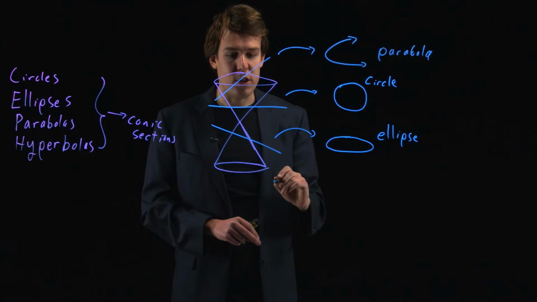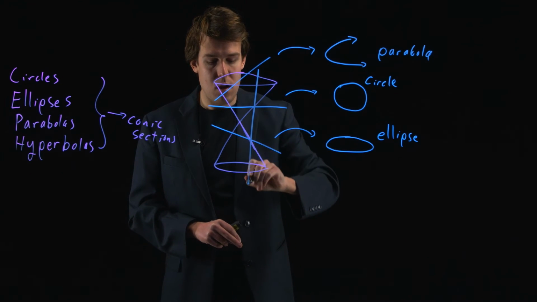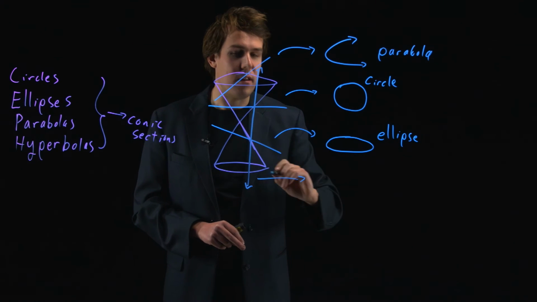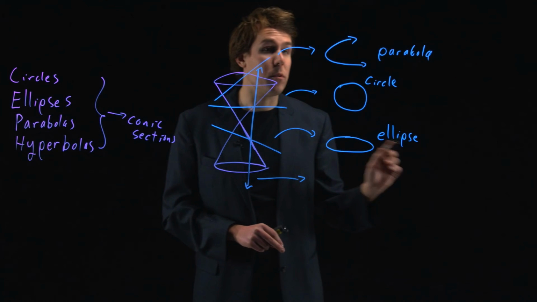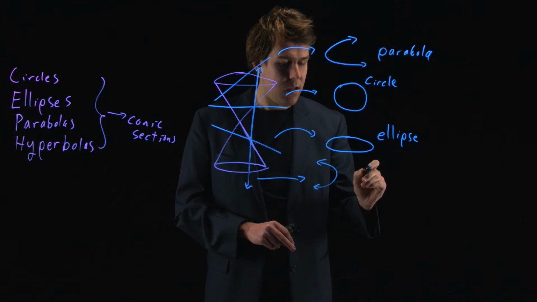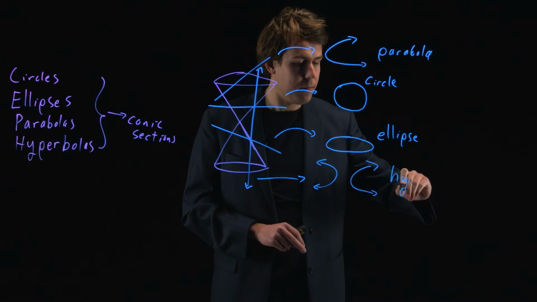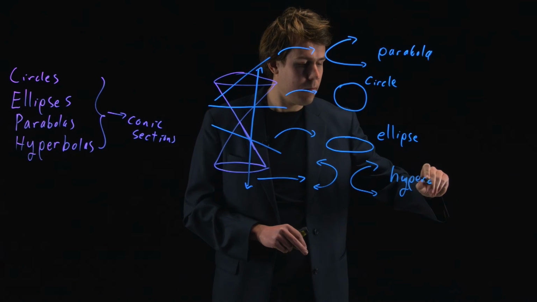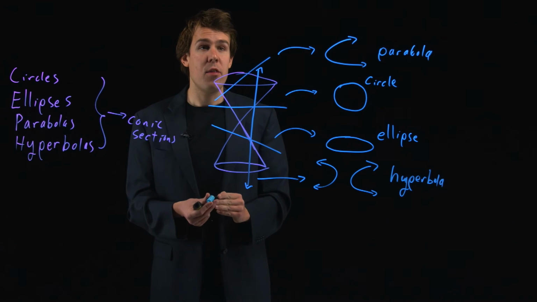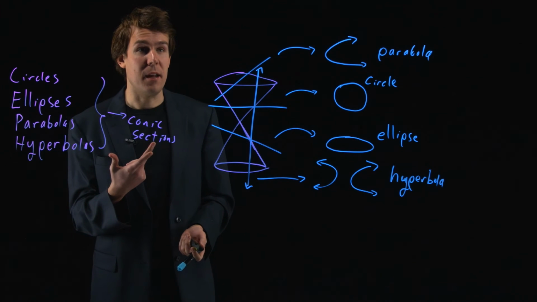And the last situation would be if I sliced like this. And this would generate the most subtle case, which is what's called hyperbolas. So it would look something like this. So the different ways of cutting this three-dimensional cone give me different types of two-dimensional objects to study.